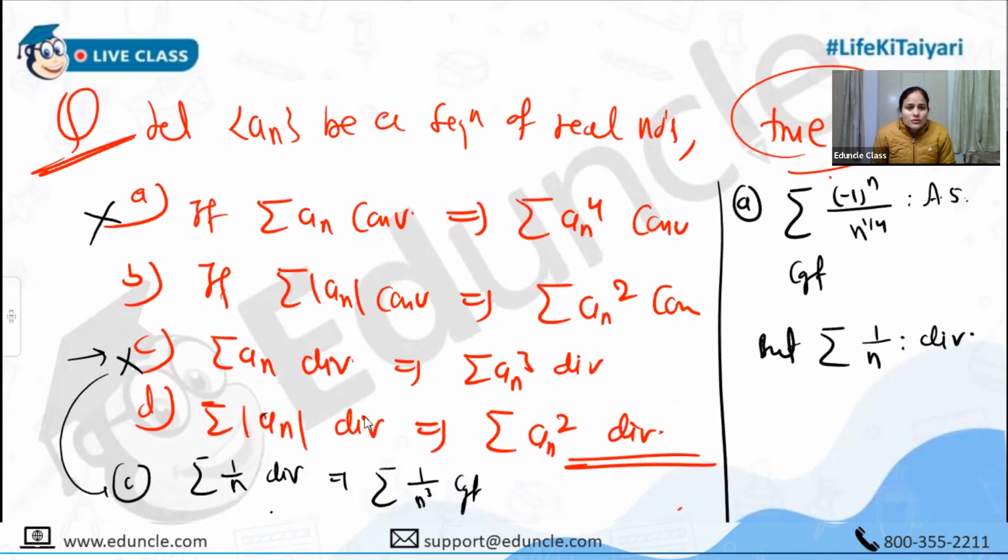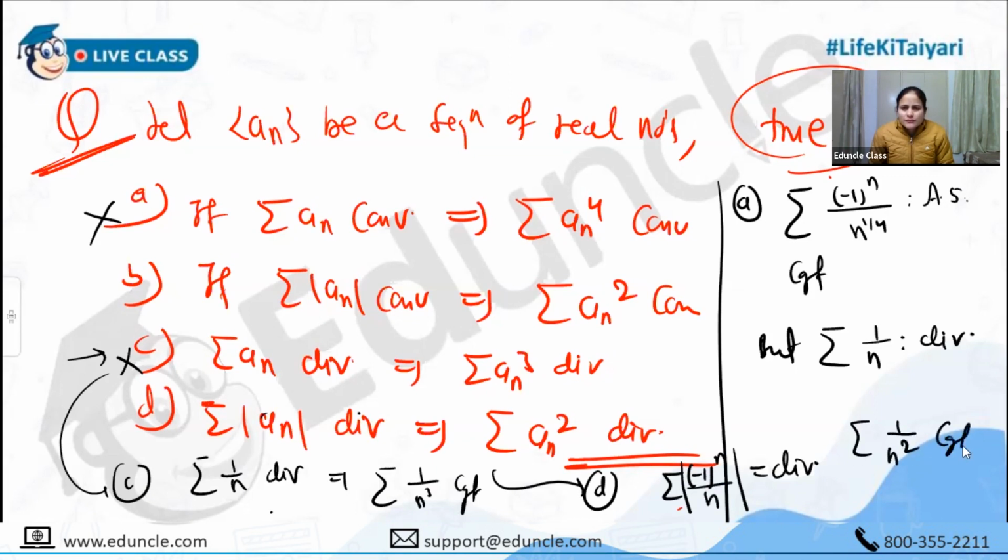Now the D option: if the absolute series is divergent, then the square series is divergent. I can take the series (-1) to the power n upon n. If I take the modulus here, this series is divergent. But if I take the square of this term, then I will have 1 by n square, which is convergent. Is that clear to everyone? So this is also incorrect. So only the B option is correct here. This is how you have to solve such problems.